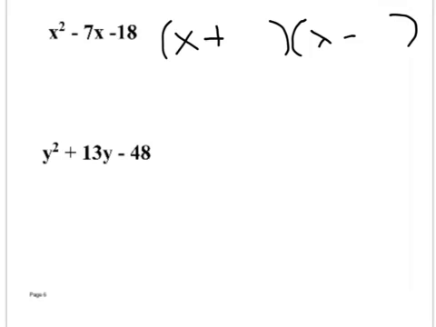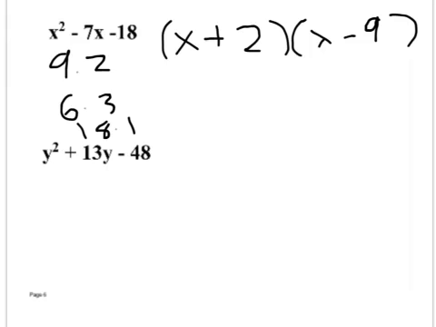So what multiplies to give me 18? 9 and 2. 6 and 3 as well. 18 and 1. What one adds to give me negative 7? 9 and 2 if one of them is negative. So which one needs to be negative, 9 or 2? 9, the bigger number. Because what's negative 9 plus 2? Negative 7. If I had done 9 minus 2, I would get positive 7. That's why it matters.